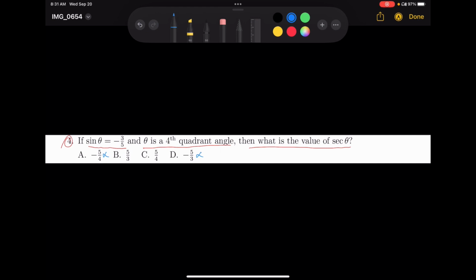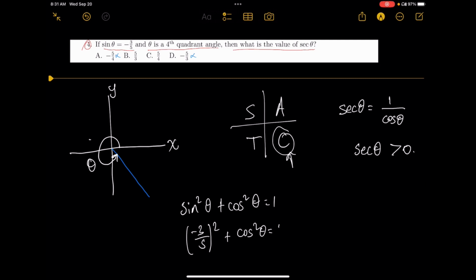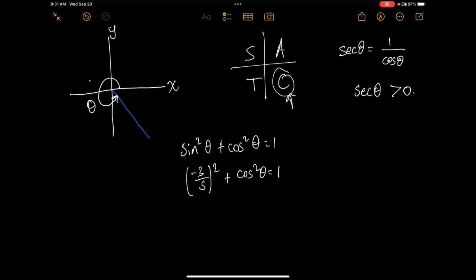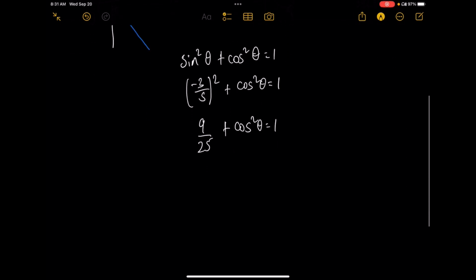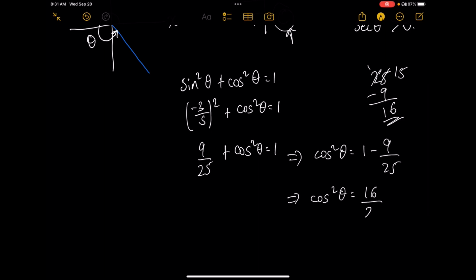So A and D cannot be the answer; the answer is either B or C. There is also an identity: sin squared theta plus cos squared theta equals 1. Sin theta is negative 3 over 5, so negative 3 over 5 squared plus cos squared theta equals 1. That is 9 over 25 plus cos squared theta equals 1, which implies cos squared theta equals 1 minus 9 over 25, which is 16 over 25. So cosine of theta is the square root of 16 over 25, which is 4 over 5.